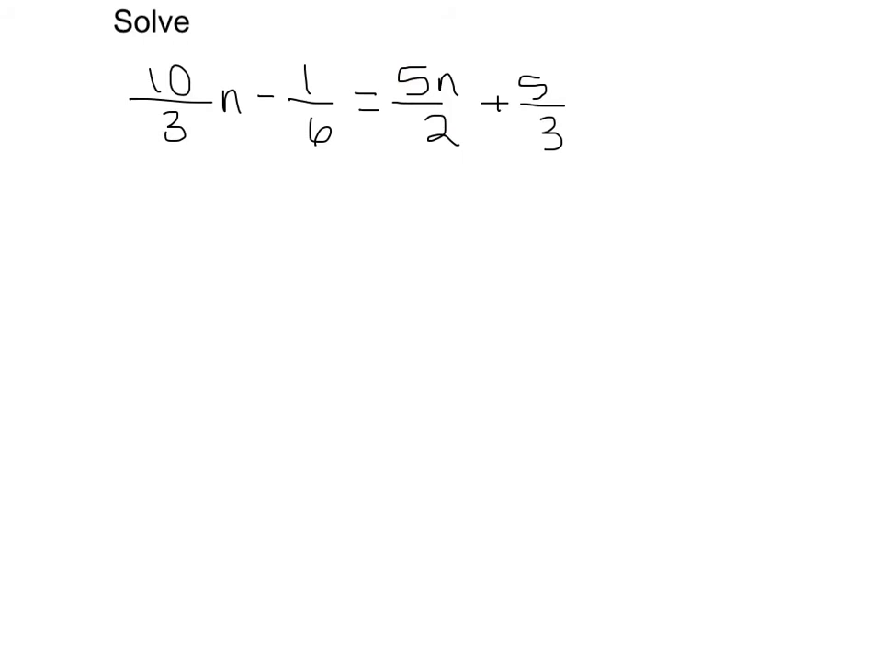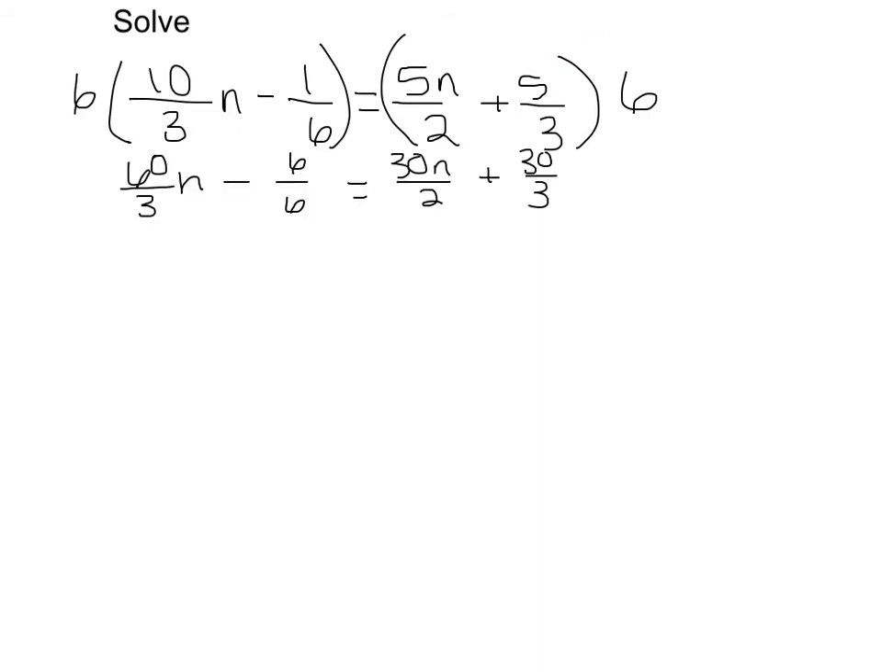And in order to clear the denominator, you're going to look for the least common denominator of all of your denominators in your equation. So I have 3, 6, 2, and 3. And the least common denominator for all of these terms is 6. So one option is going to be to multiply all of my terms, or both sides of my equation, by 6. So I'm going to distribute my 6 into the 10 thirds n, my 6 into my negative 1/6. On this side, my 6 into my 5n over 2, and my 6 into my 5/3.